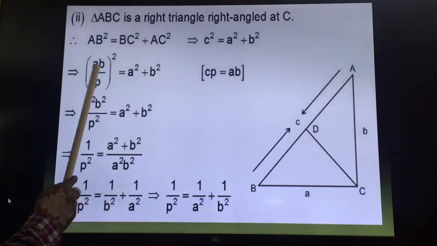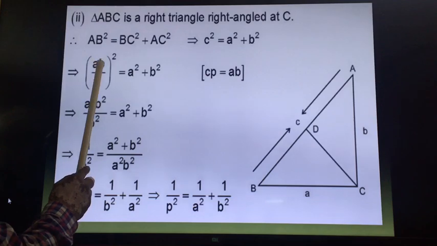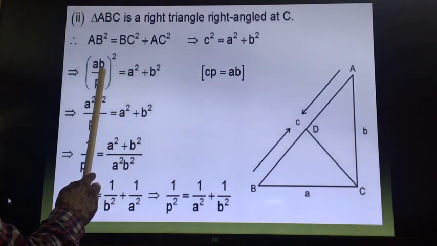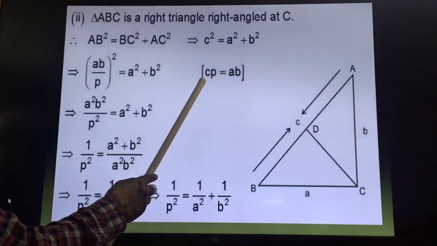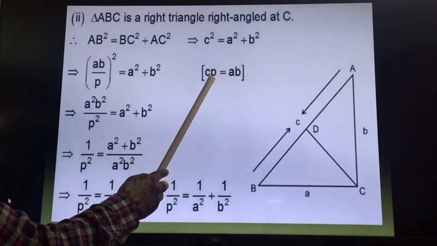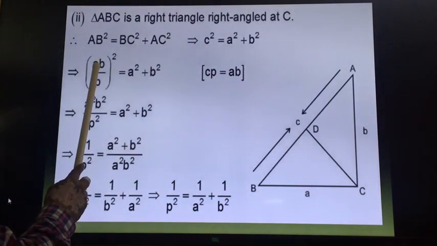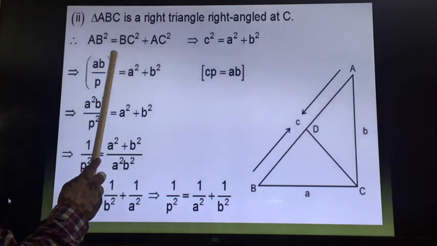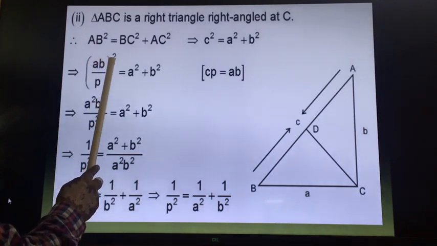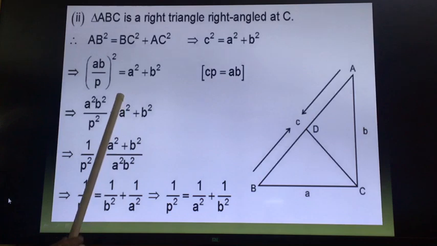Now here we will put the value of c from the first result. First result we have proved cp is equal to ab. So from this c is equal to ab upon p. So in place of c we will put ab upon p whole square is equal to a square plus b square. So after opening the bracket we will get a square b square upon p square is equal to a square plus b square.